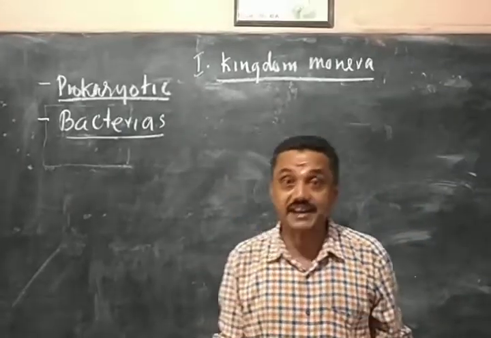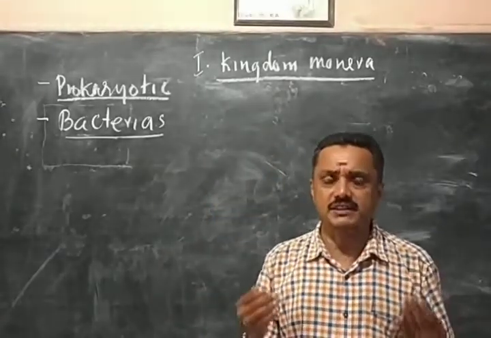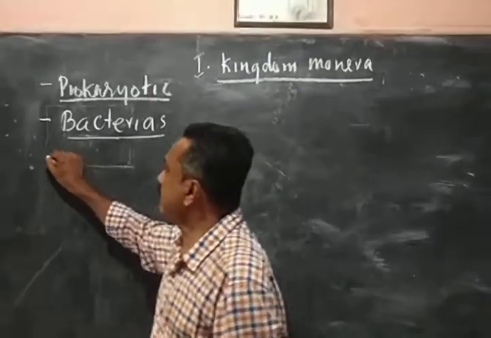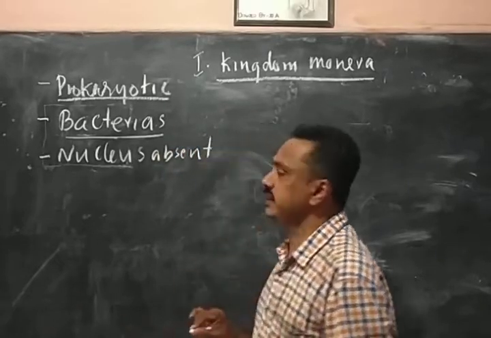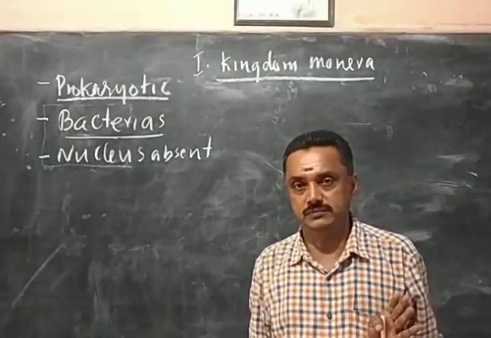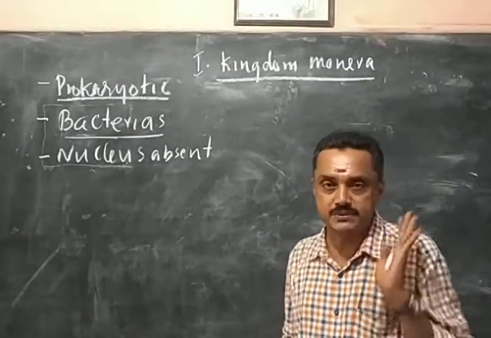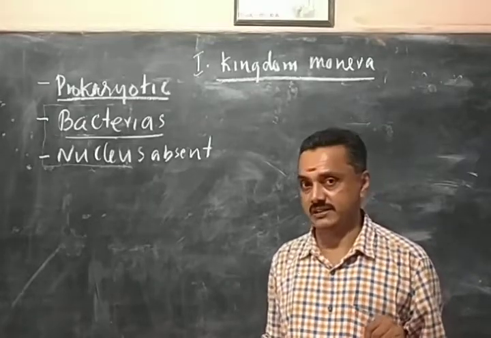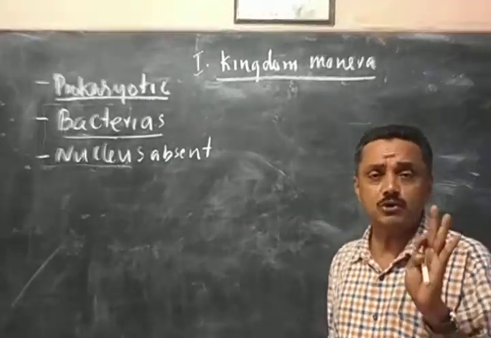So we have to discuss the characters of kingdom Monera, or the characters of bacteria, in detail. Which types of bacteria are there? What is the classification of bacteria? The most important character is that they are without a nucleus and membrane bound organelles. Clear nucleus is absent. Membrane bound organelles, what are they? Nucleus, mitochondria, chloroplast, Golgi bodies, etc. These membrane covered organelles are completely absent in the prokaryotic cell. Somewhat of a nucleus is present, but it is not clear.